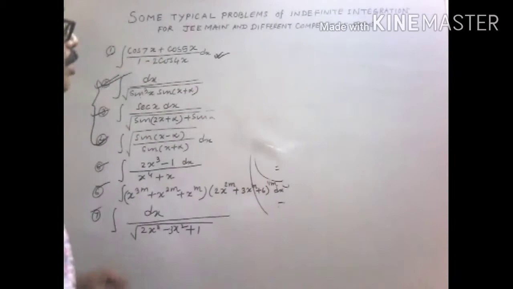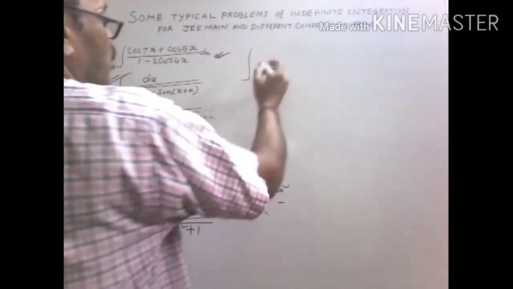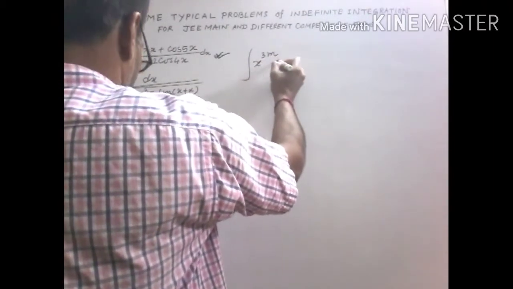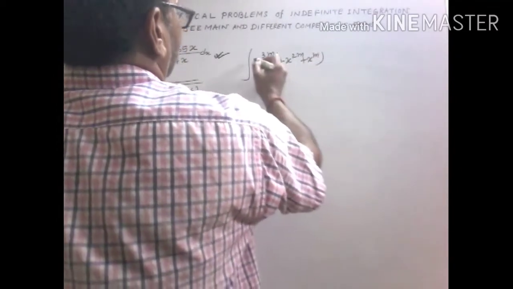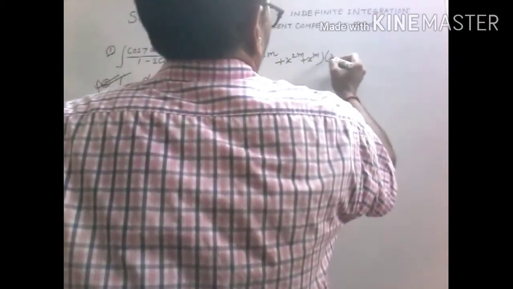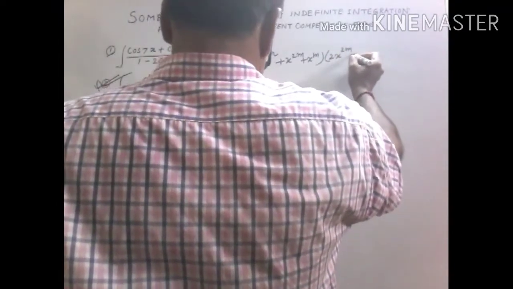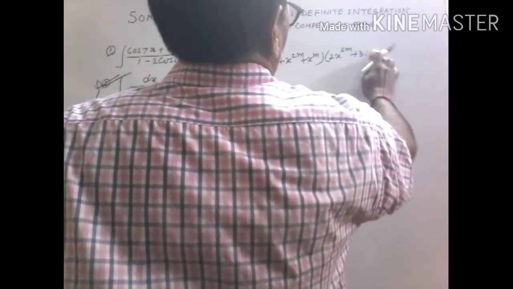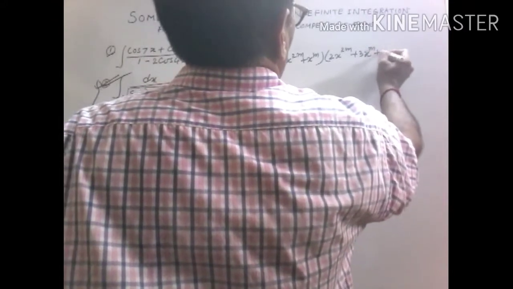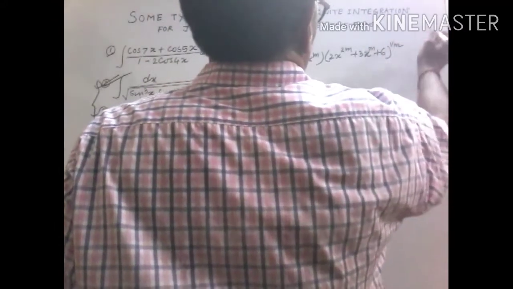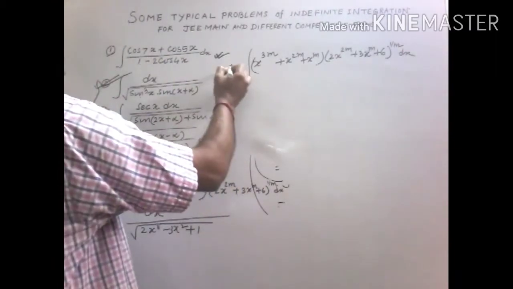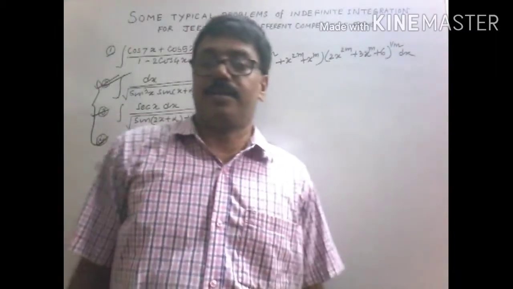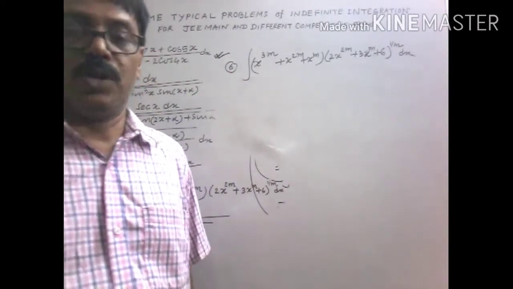Problem number 7. Look, the integral of (x^3m + x^2m + x^m) times (2x^2m + 3x^m + 6) whole to the power 1/m dx. So our main aim is to put the integrand into standard form.